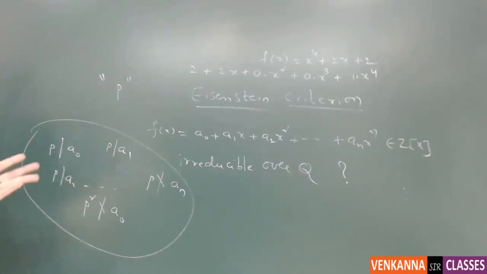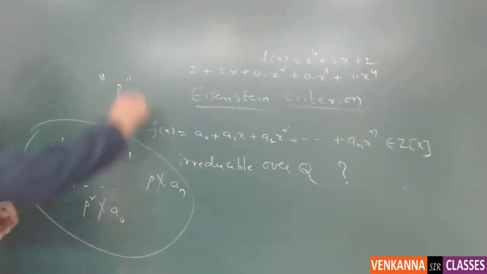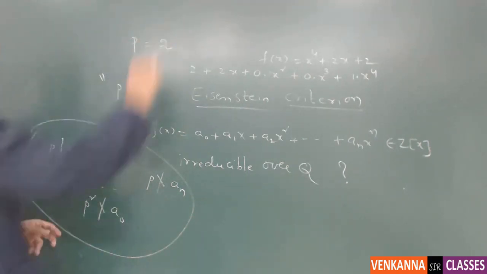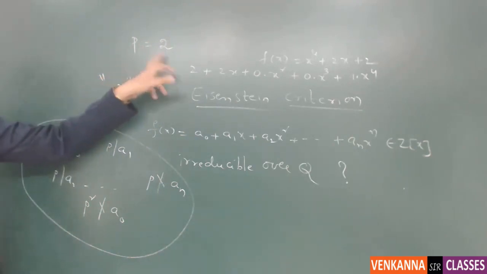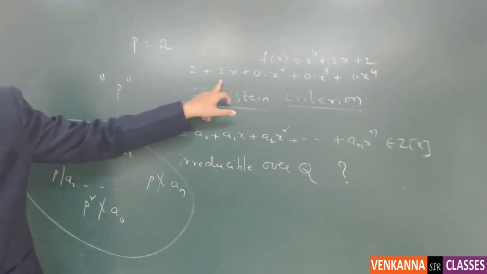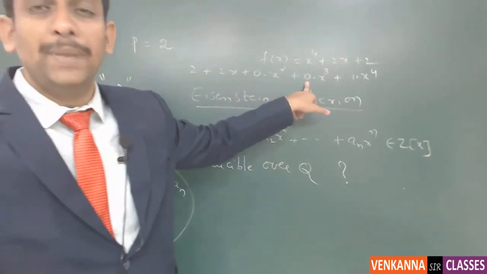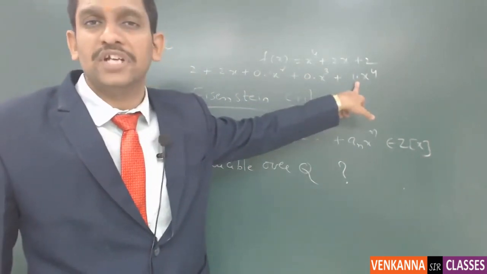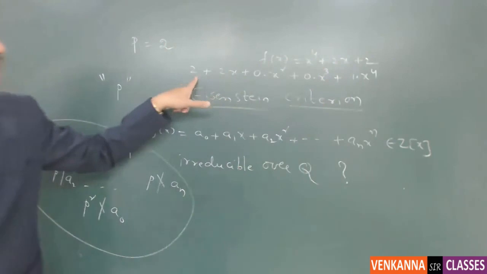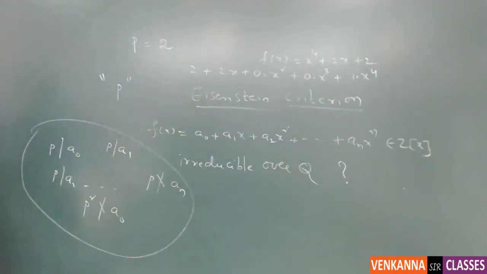Now, the prime number I can decide here is p equal to 2. So here, p divides the constant term, p divides the coefficient of x square and the coefficient of x cube, p is not dividing the leading coefficient, and p square is not dividing the constant term. Accepted? Since I found a prime number p from Eisenstein criteria, this polynomial is irreducible over rational numbers. That was the conclusion.